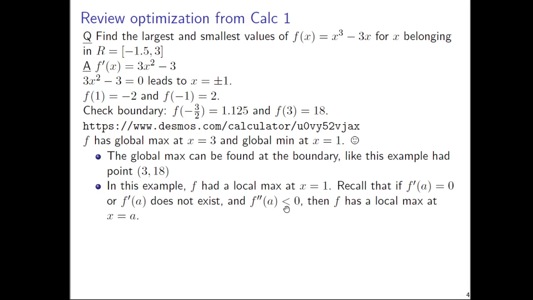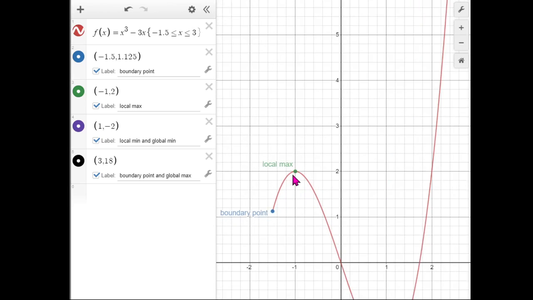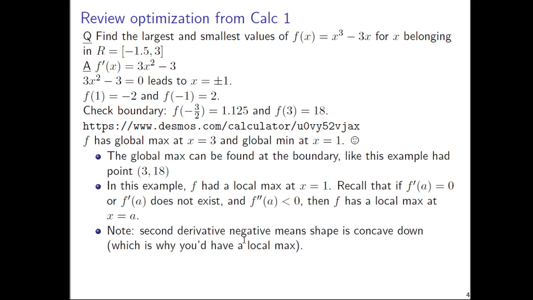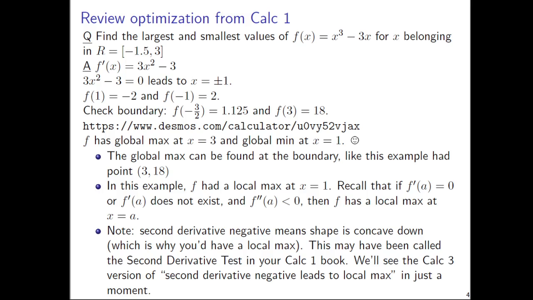Think about it. The second derivative being negative means that you have a concave down graph. So if f is concave down, that shape is going to build a hill. You see here, concave down, along with the slope being 0 right at that point, created a local max. Second derivative negative means the shape is concave down. That's why you have a local max. This may have been called the second derivative test in your Calculus 1 book, depending on what book you used. We'll see in Calc 3, there's a version of the second derivative being negative leading to a local max. We're going to see that in just a moment.